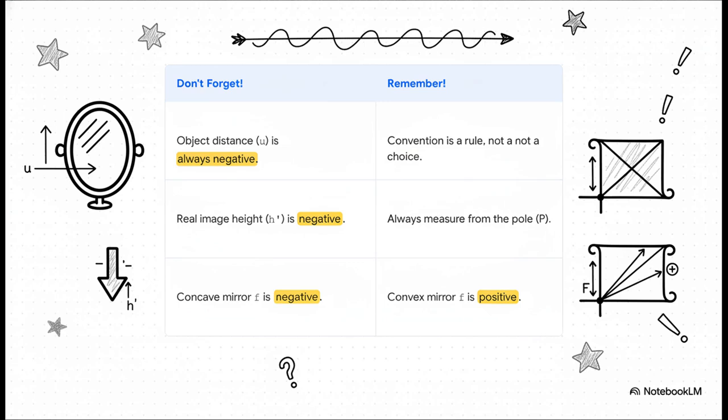Now here are a few key points that will help you avoid very common mistakes in your exams. First, since we always place the object on the left side of the mirror, the object distance, u, is always negative. Second, real images are inverted, so their height, h', is negative. Third, a concave mirror's focus is on the left, so its focal length, f, is negative. And finally, a convex mirror's focus is behind the mirror, on the right, so its focal length is positive. Remember these points and your calculations will be much easier.